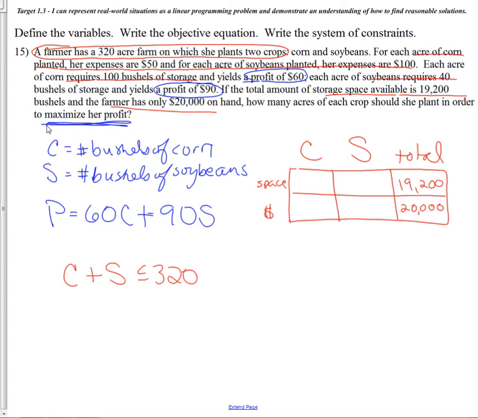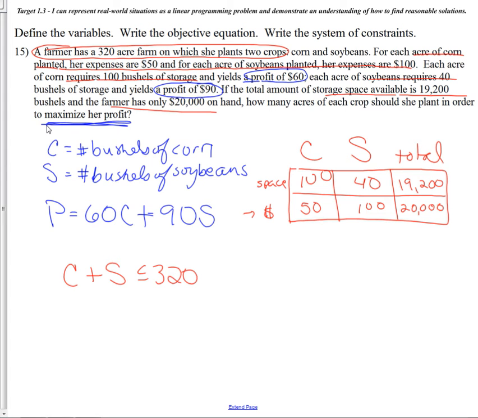Let's see, the first sentence says, for each acre of corn planted, her expenses are $50. So $50 for corn. And then it says her expenses are $100 for soybeans. So that has to go on the money row. This also says 100 bushels of storage for an acre of corn. And soybeans only require 40 bushels of storage for an acre. Okay, so we have these labeled.